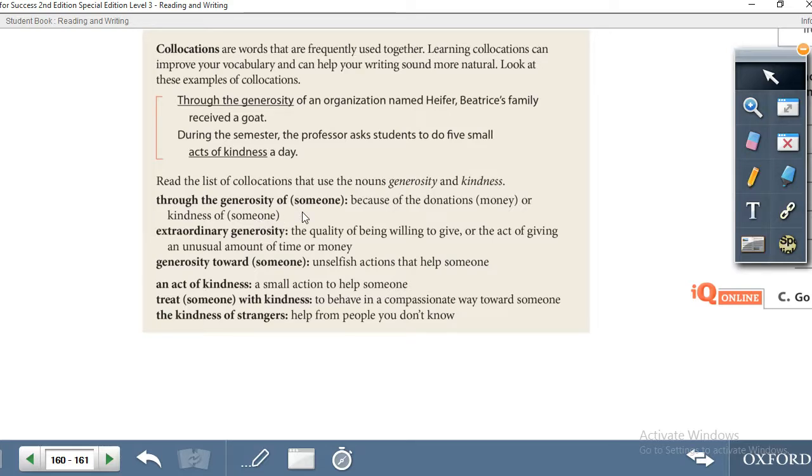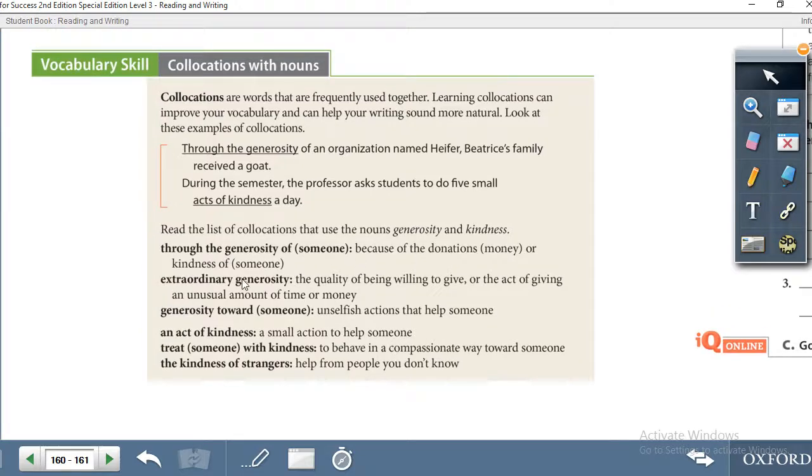The next one, extraordinary generosity, the quality of being willing to give, or the act of giving an unusual amount of time or money. Below that, generosity toward someone, unselfish actions that help someone. Next, an act of kindness, a small action to help someone. Next, treat someone with kindness, to behave in a compassionate way towards someone. And lastly, the kindness of strangers, help from people you don't know. So those are more examples of collocations that use the nouns generosity and kindness.